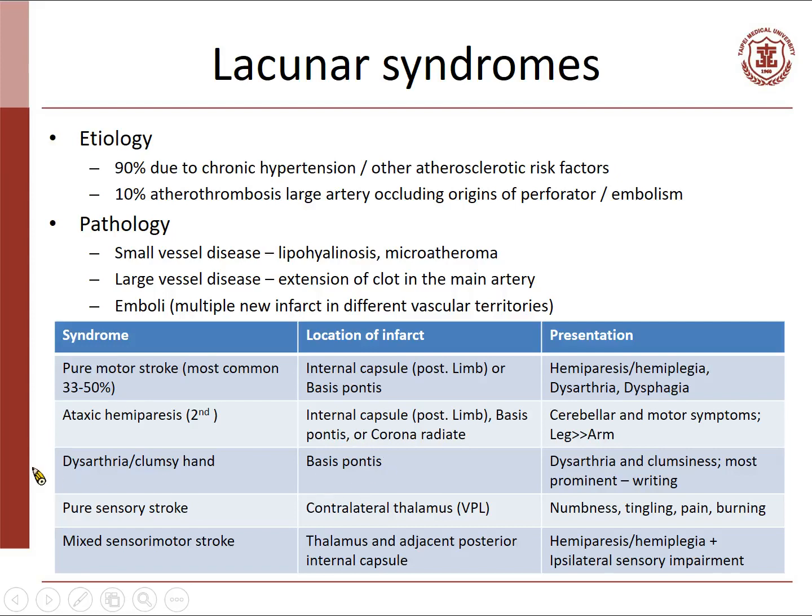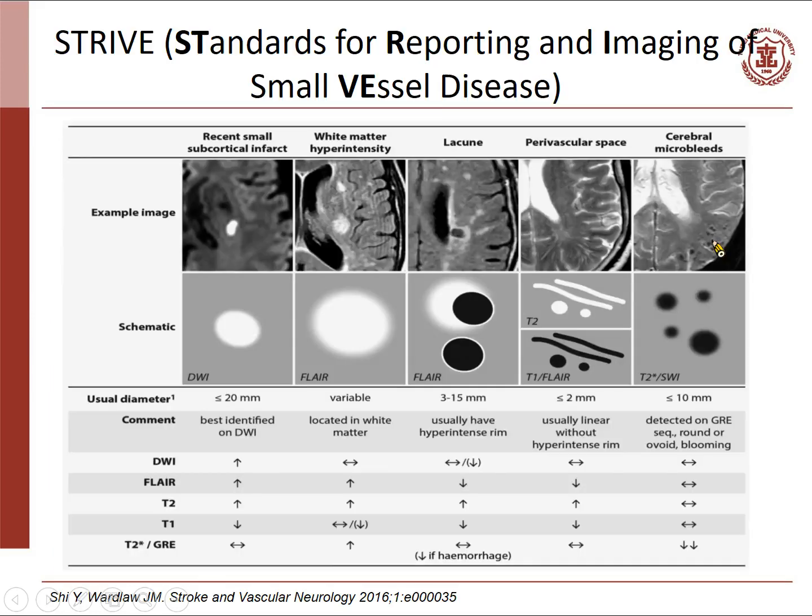And there's another lacunar syndrome, dysarthria clumsy hand, which you can understand clearly because the patient has dysarthria and a clumsy hand. If the patient has dysarthria and clumsy hand, you can say it's a dysarthria clumsy hand lacunar syndrome. Or sometimes it's only sensory symptoms or signs, so it's a pure sensory stroke. And sometimes there's a mixed sensory and motor stroke. For lacunar syndrome, about 90% are due to chronic hypertension or other atherosclerotic risk factors. So hypertension and atherosclerotic risk factors are very important for stroke prevention and stroke care.